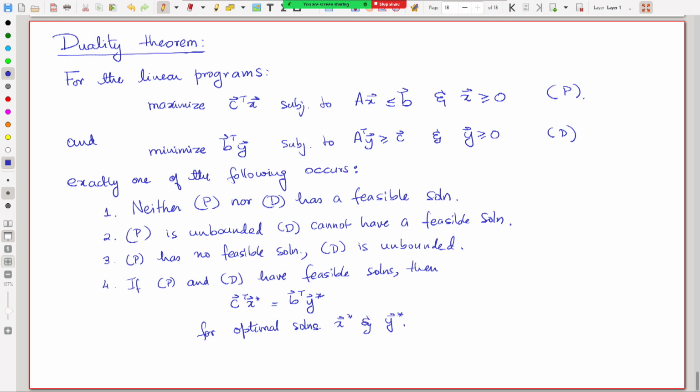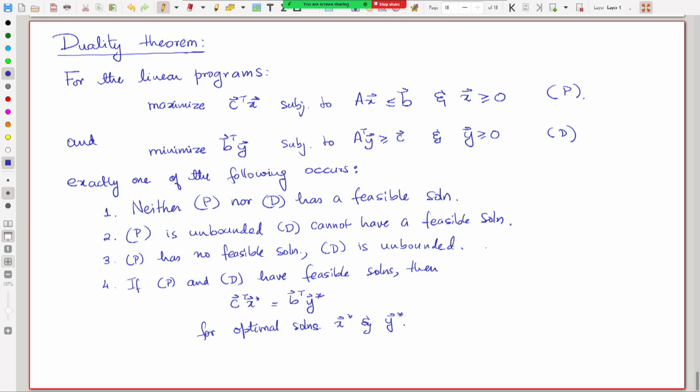You're saying that D is unbounded because the upper bound does not exist, or D being unbounded means that the objective function, whatever you are trying to maximize or minimize, you will never achieve it. So, D is unbounded below. The first statement gives the second and third. The first statement, if P is unbounded, automatically D cannot have a feasible solution. And P does not have a feasible solution.